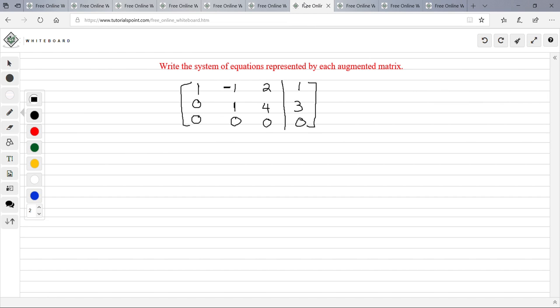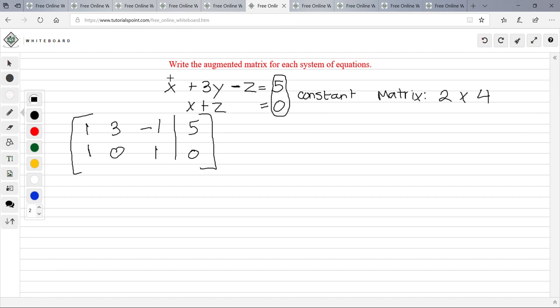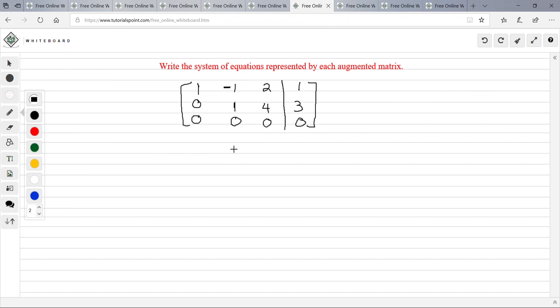And then the question says write the system of equations represented by each augmented matrix. So it's kind of like going backwards, right? Remember they gave us a system of equations the first time, and then we had to put it in a matrix. Now we have to go back, so we have to put this matrix into a system of equations. First off, I'm going to figure out what size this matrix is. So how many rows does it have? 1, 2, 3. And how many columns do we have? 1, 2, 3, 4. So this is going to be a 3 by 4 matrix.